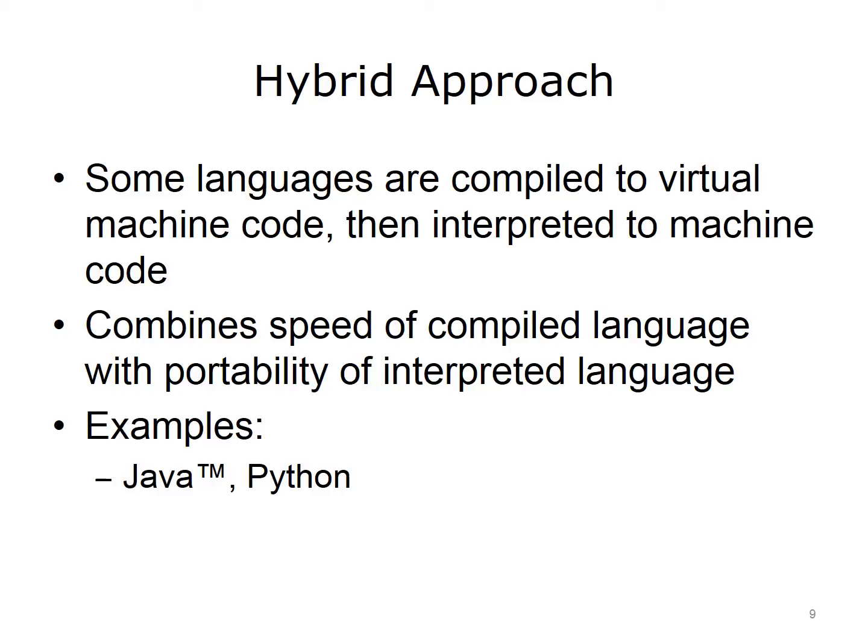This hybrid approach is valuable since it combines the speed of a compiled language with the portability of an interpreted language. The virtual machine and the intermediate code are both optimized so that they run faster than a simple interpreted language would, yet there is more portability than with a compiled language. Some examples are Java and Python. The next slide will show in detail how Java is compiled and run.